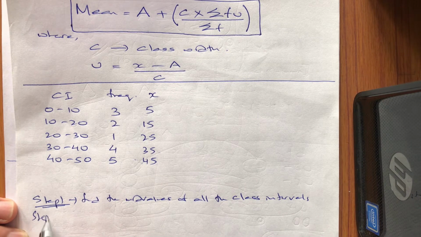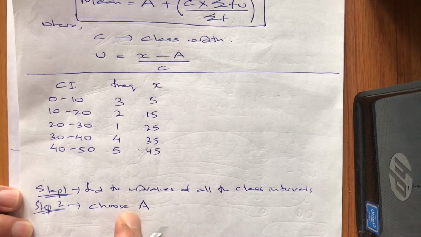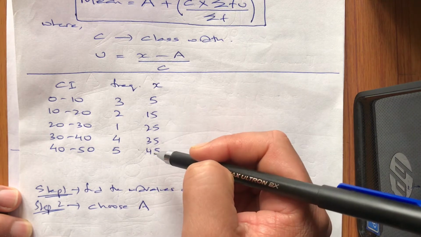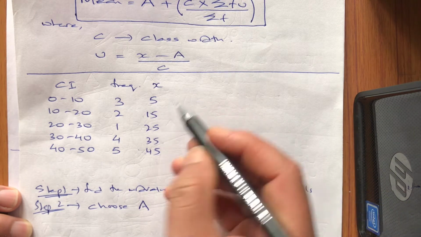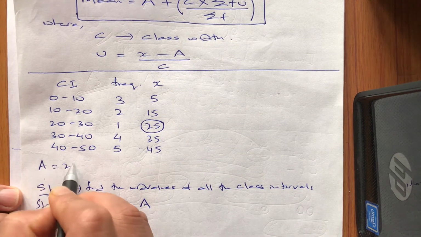Then step 2. In step 2, you choose your A, because A is what I need in the formula. We always choose A from the mid values. Which one do I choose out of these 5? Preferably the middle one. So A in this question is 25.